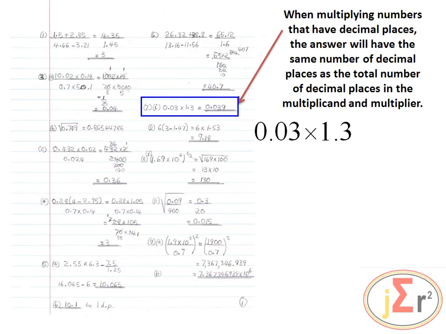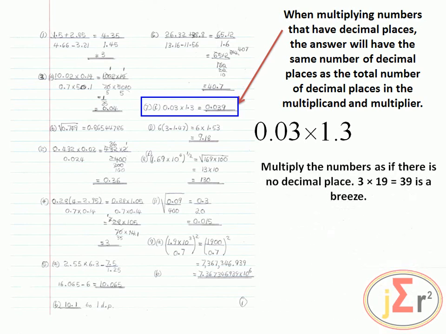We are about to multiply 0.03 by 1.3. When multiplying numbers that have decimal places, the answer will have the same number of decimal places as the total number of decimal places in the multiplicand and multiplier together. What does that mean? That means that we need to multiply these without considering the decimal places or any decimal point. So multiply the numbers as if there is no decimal place.